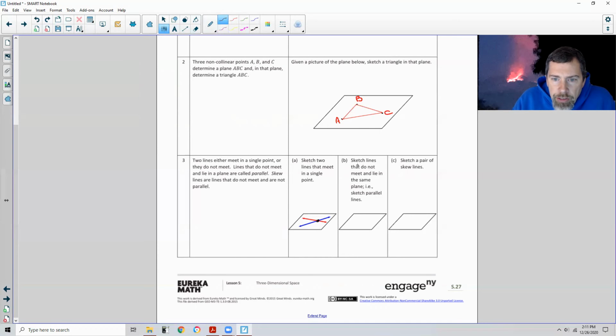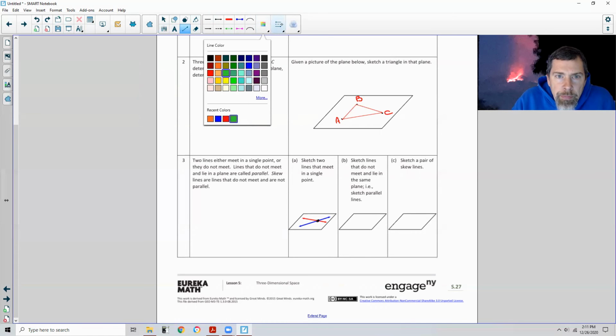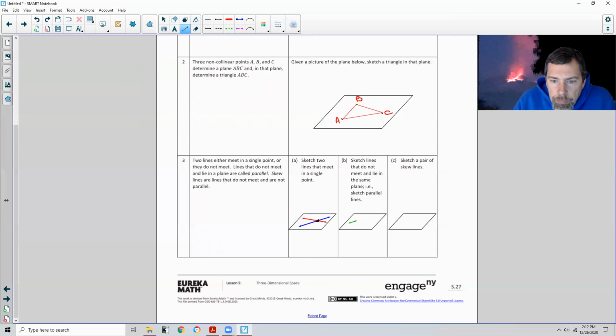B says sketch lines that do not meet and lie in the same plane, i.e. sketch parallel lines. So if I do that, here's one, put one right next to it. That shows they're parallel. What shows they're parallel? A little arrow thingy like this. So there they are, on the same plane, never intersecting.